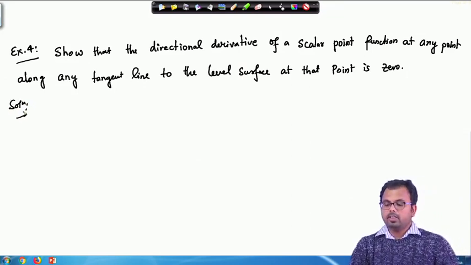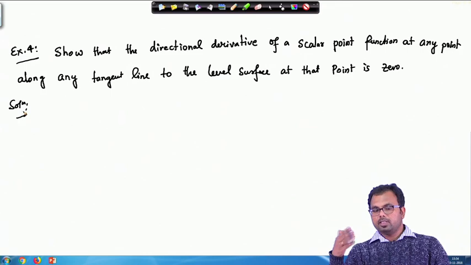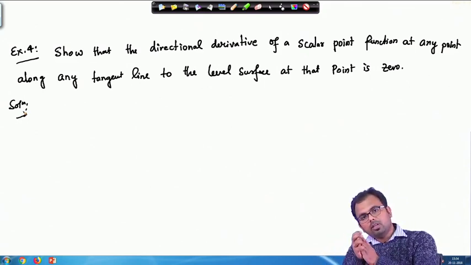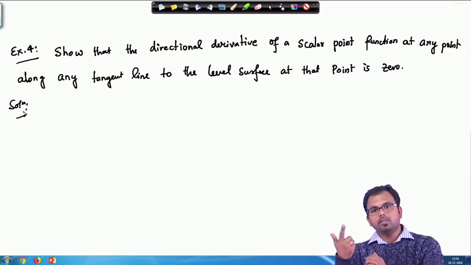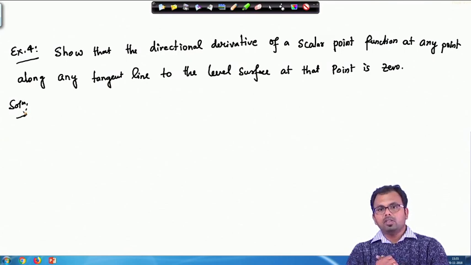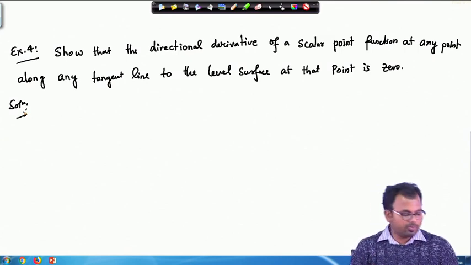So, what it says is that we have a scalar point function, let us say f, and we want to calculate the directional derivative along any tangent line to the level surface. If we are calculating the directional derivative along that tangent line, then that directional derivative would be 0. This will be true for any kind of level surface f(x, y, z) = c. If we calculate the directional derivative along the tangent line, it will always be 0. So, let us see how we can prove that.